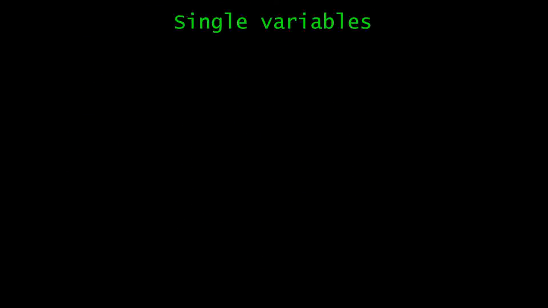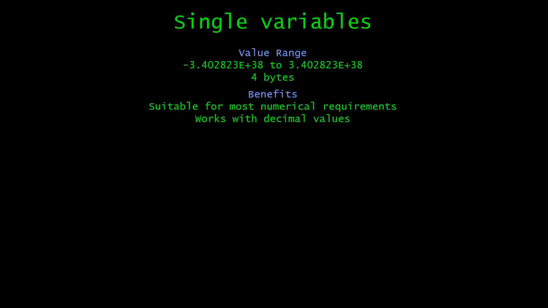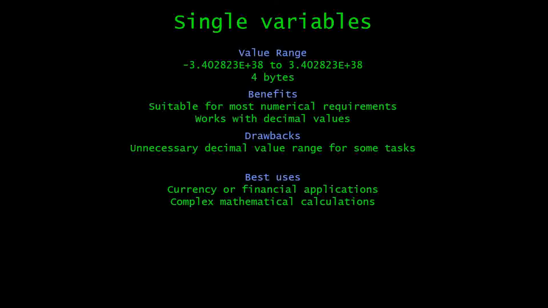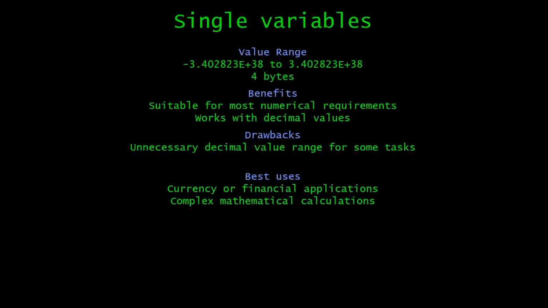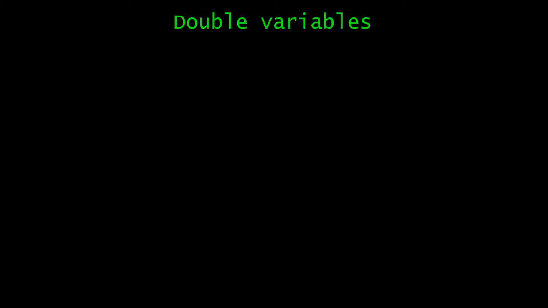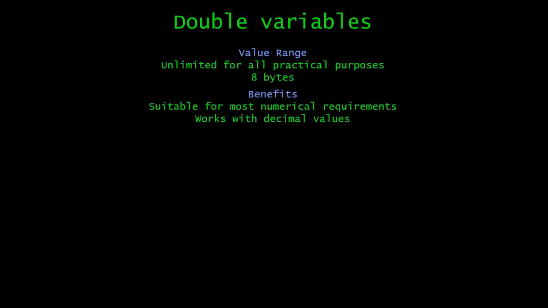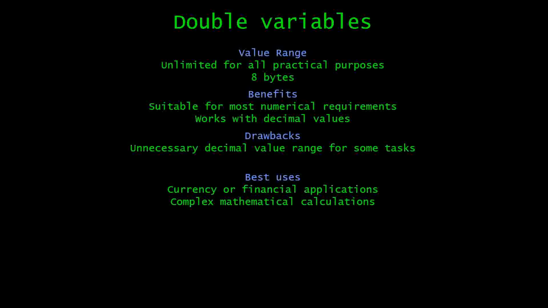Single variables are, again, numeric. However, in this case, they are capable of containing decimal values. The value range is quite substantial, being expressed only as a mathematical index. The double is the largest numerical variable and is both decimal and unlimited for all practical purposes. If in doubt about how big it's going to be, use a double.